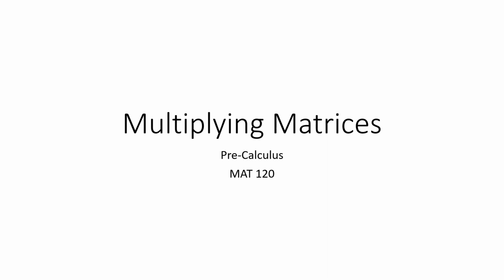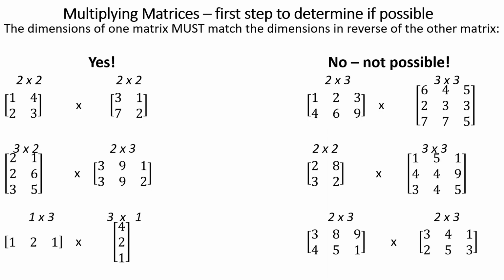Multiplying matrices. Now, before we multiply matrices, we have two different sets of rows and columns. There are some things we can and cannot do. And let me show you how.